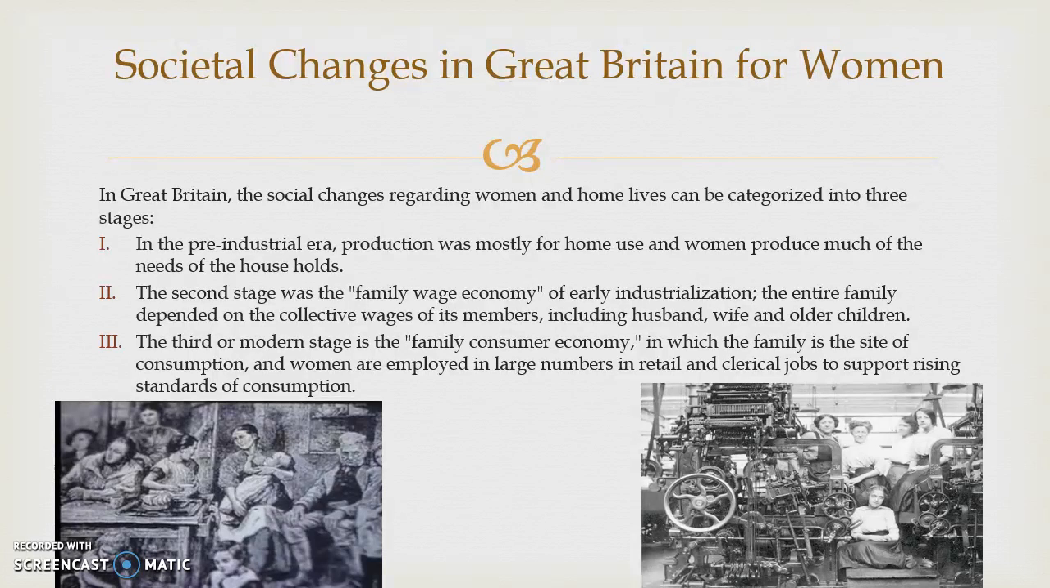The second stage was the family wage economy of early industrialization. The entire family depended on the collective wages of its members, including the husband, the wife, and older children. And the third, or modern stage, is the family consumer economy, in which the family is the site of consumption, and women are employed in large numbers in retail and clerical jobs to support rising standards of consumption. One of the images here displays women in a textile factory, which is where women most commonly worked during this time.